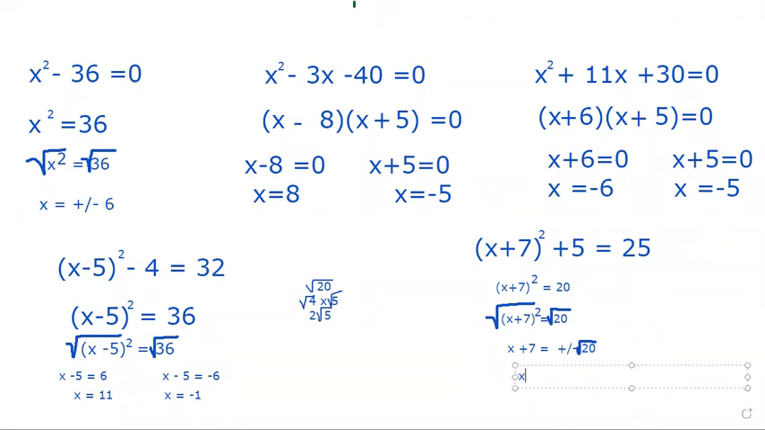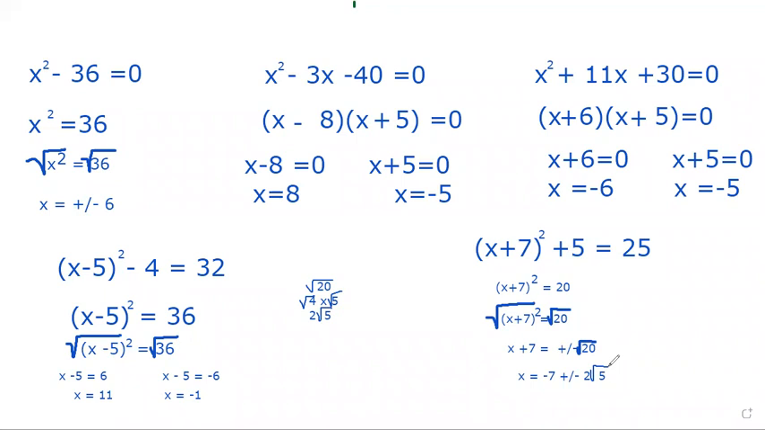So now we have x. Remember that we need to move this positive 7 to the other side of the equation. And we end up having negative 7 plus or minus 2 times the square root of 5.